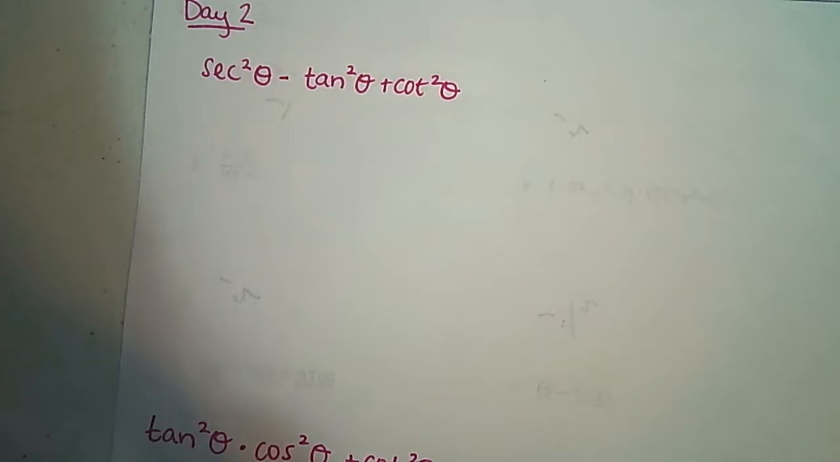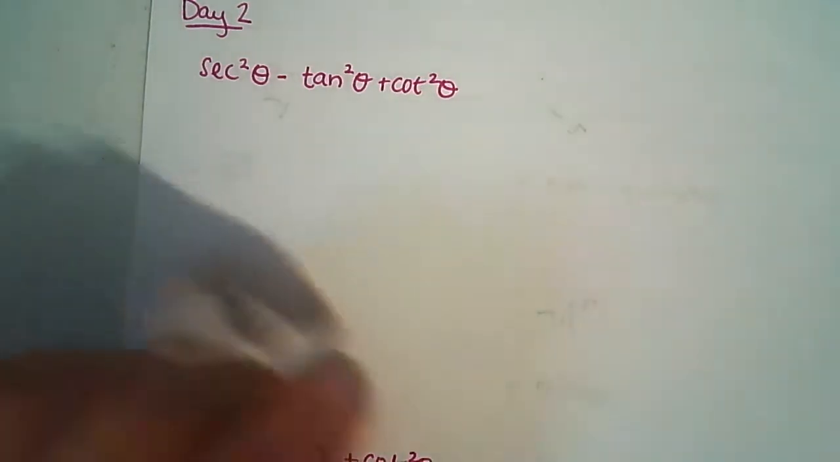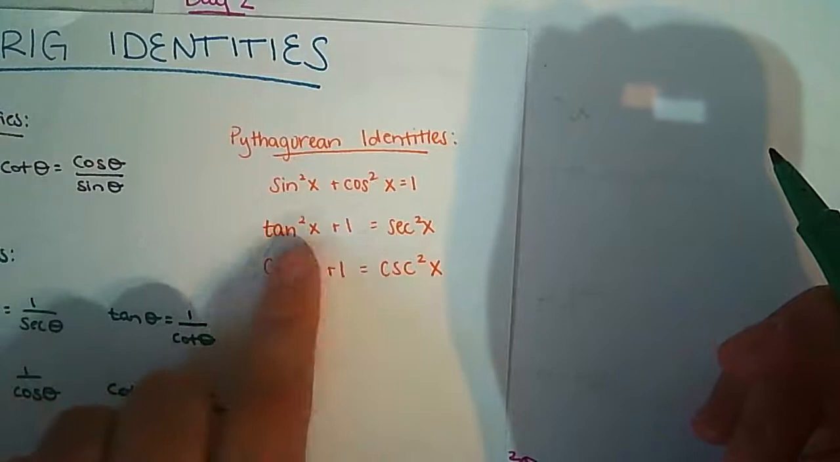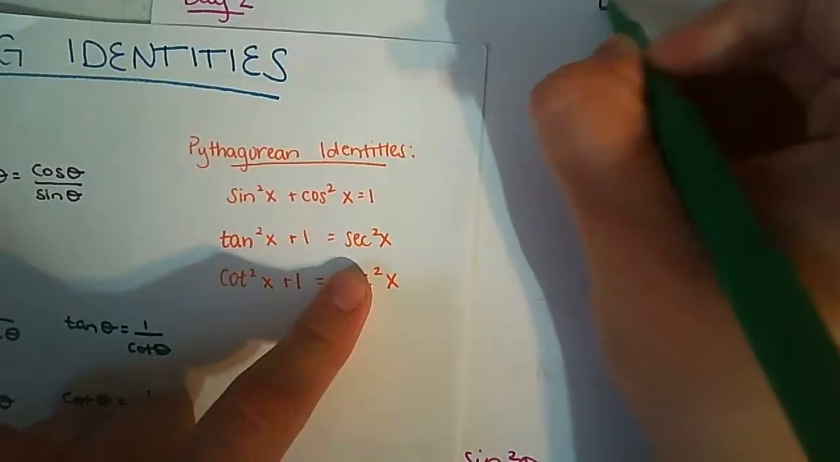I think I might do this one two ways. We'll see. The first thing I see is secants and tangents together. And I know there's an identity with secants and tangents that are together. So here's again my side note.